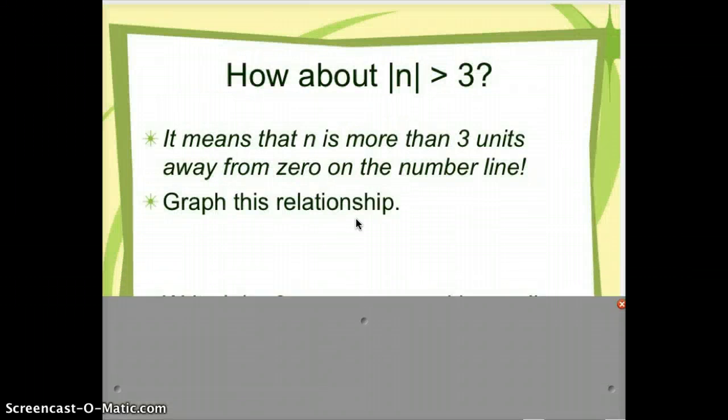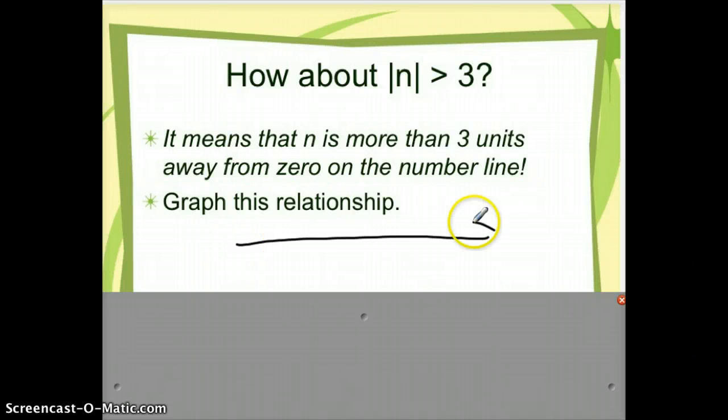If you graphed this relationship, I wasn't smart this time. I didn't put in a number line already. I'll put in my 0. Okay, and I know that 3 and negative 3 are exactly 3 spaces away from 0. So I'm looking for everything that's further than that. So this time, 4, 5, and 6, all these numbers and to the right, and negative 4, negative 5, negative 6, etc., all these numbers and to the left. So outside, those are further than 3 from 0. And 3 and negative 3 themselves are not, so we are going to give those open circles.